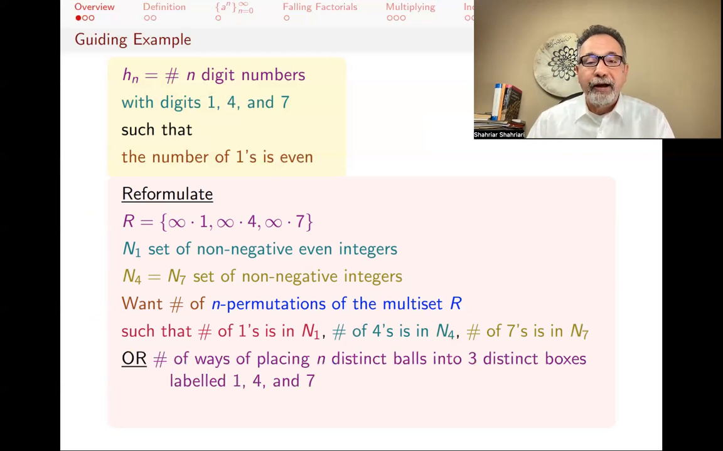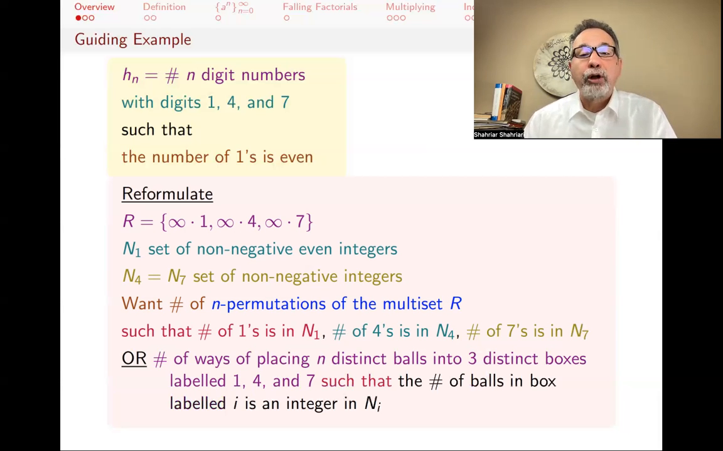Another way of reformulating this is talking about balls and boxes, as we usually do. This is also the same as placing n distinct balls into three distinct boxes. Those boxes are labeled, they're distinct. The labels are 1, 4, and 7, but with the restriction that the number of balls in the box labeled i is an integer in Ni, again in those sets.